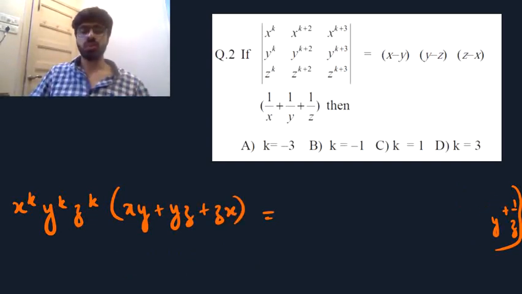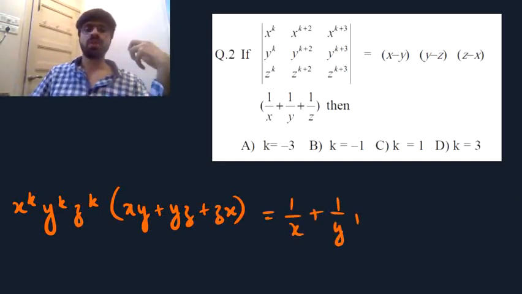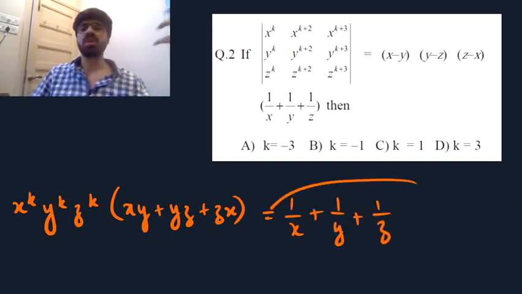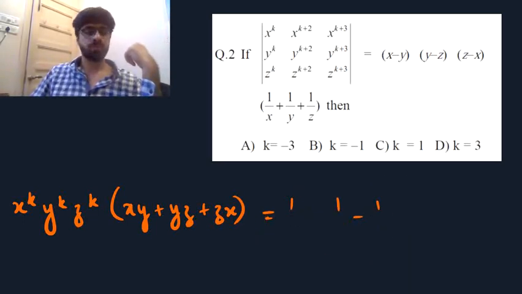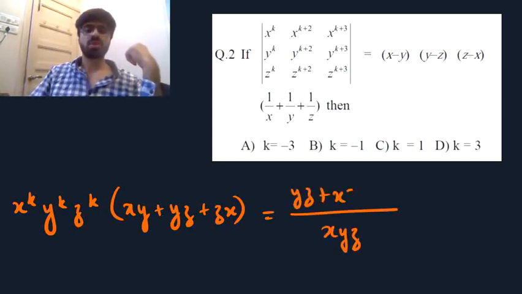And on the right hand side we are left with 1 upon x plus 1 upon y plus 1 upon z. So on the right hand side, if you take an LCM, the LCM for the three terms will be XYZ. The first term will become YZ, the second term will become XZ, and the last term will become XY.